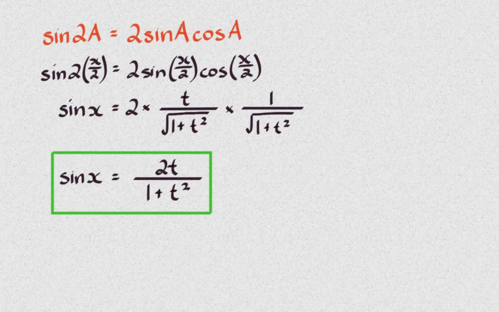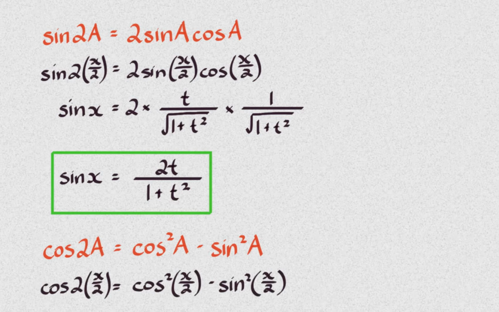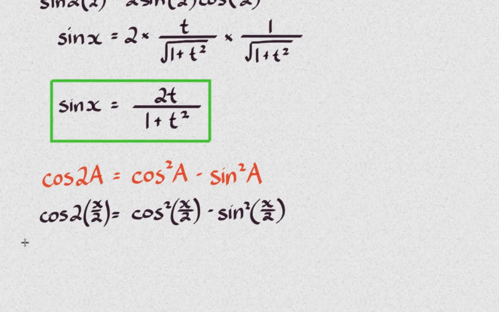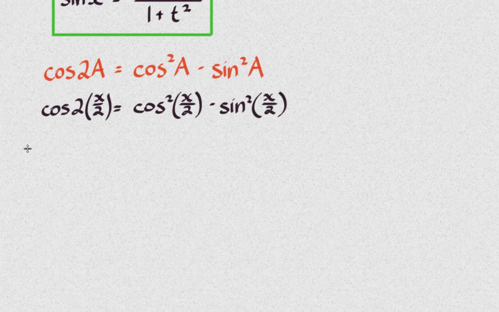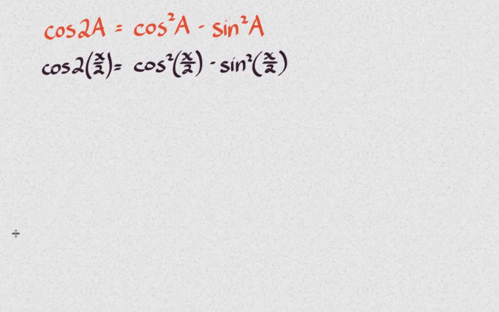Now let's look at finding our expression for cos of x, and we're going to use the same idea as we did for sine. Let's look at the double angle rule. So cos 2a is equal to cos squared a minus sine squared a. And once again, let's replace a with x on 2. When we do this, we see on the left-hand side that cos of 2 of x on 2, well, that simplifies nicely to cos x. And what about the right-hand side?